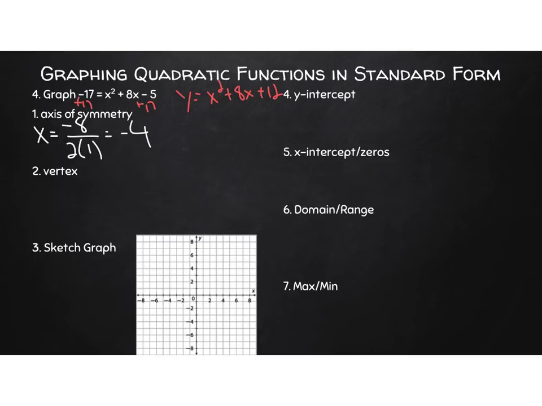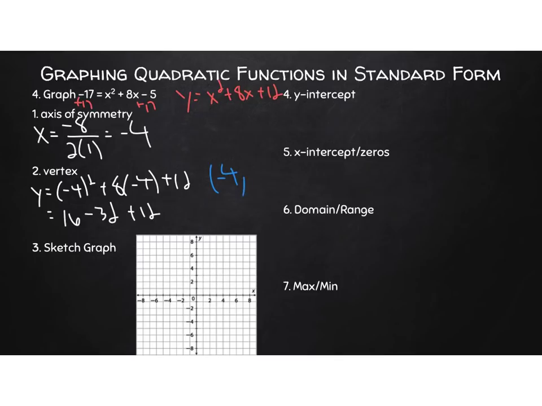And then to find our vertex, we substitute that value in, so we get y equals -4 squared plus 8 times -4 plus 12. Simplify, that gives us 16 minus 32 plus 12. And when you add that together, 16 minus 32 is -16, plus 12 is -4. So we're going to plot that, and we get -4, -4.